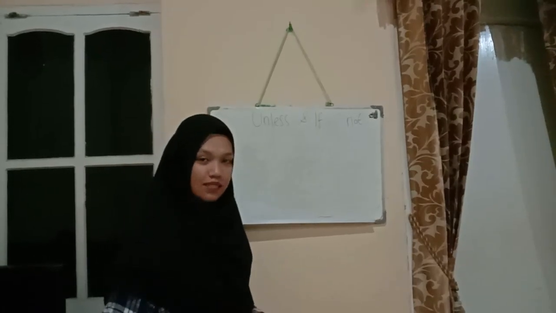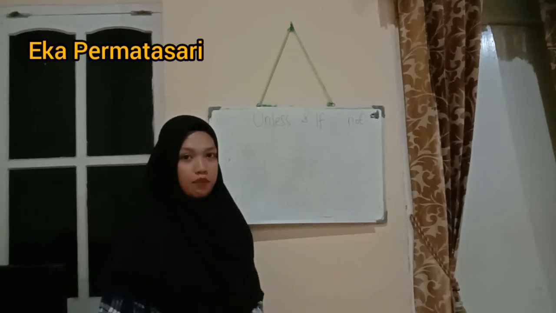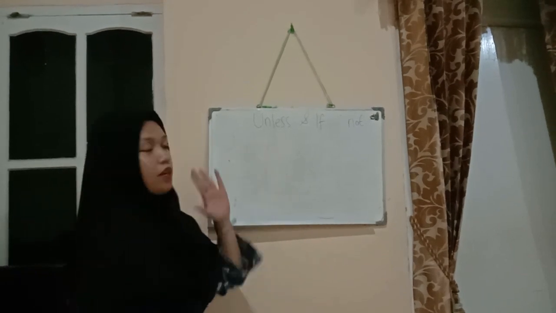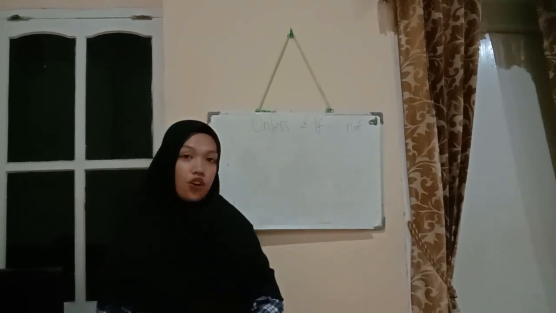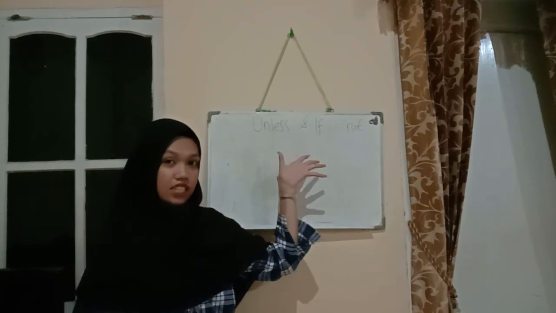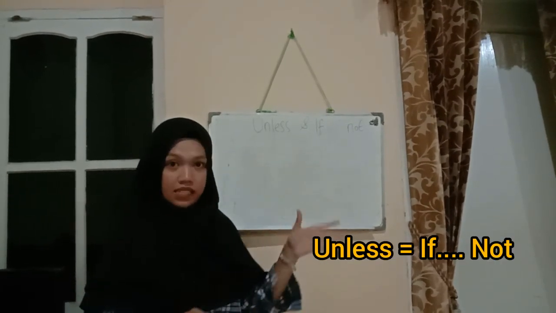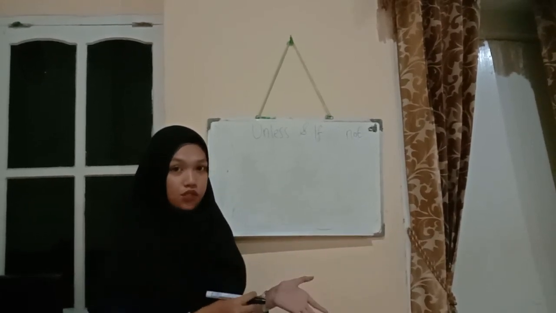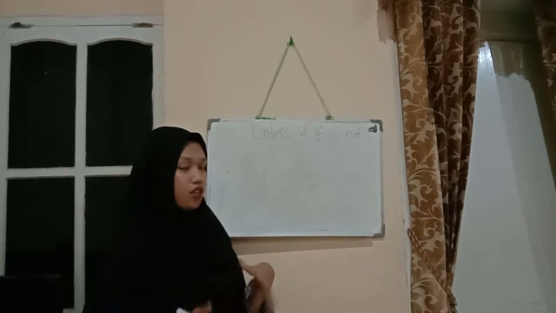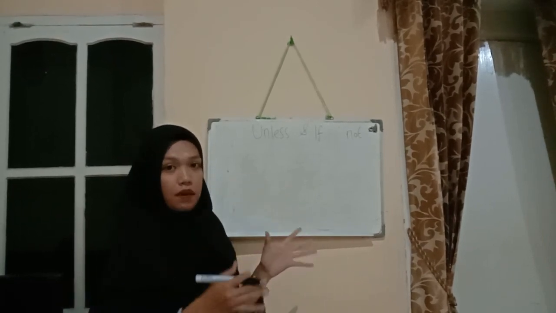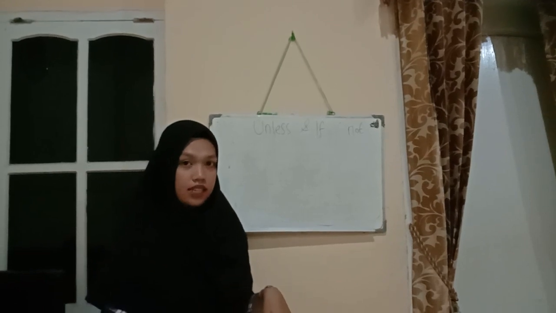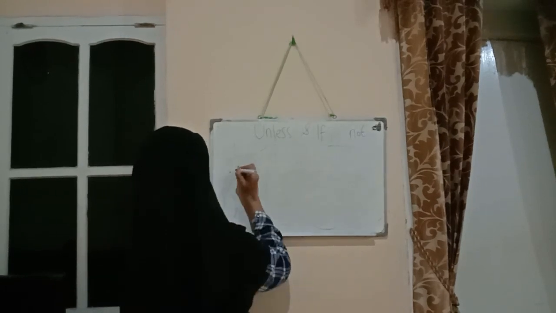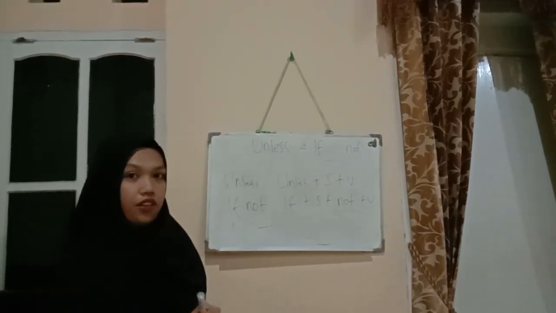So hello guys, my name is Eka Permatasari. Here I'm gonna explain about unless and if not. Unless and if not is also a conjunction that expresses a negative condition. It means if unless something happens, the other thing cannot happen too. So if there is no consequence, you can use unless. If you want to use unless, make sure that the next sentence has a consequence.